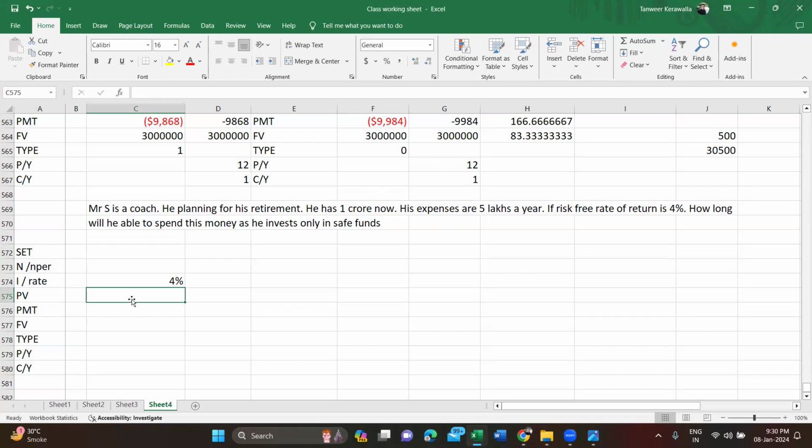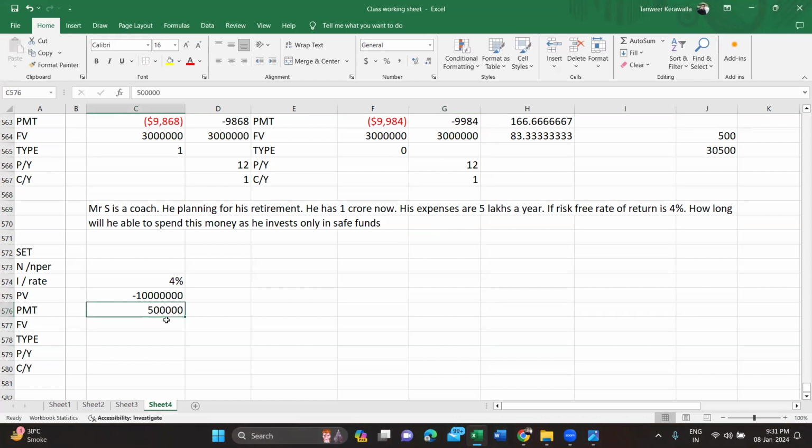Present value, he has 1 crore with him, which let's say he is going to invest now in the safe funds. So that's a minus sign because he's going to invest it in safe investments, right? So he's investing 1 crore now. His payments are 5 lakhs. That means he'll keep on withdrawing 5 lakhs from that investment every year, because he's investing 1 crore today, but he has an expense of 5 lakhs a year. So he has to withdraw 5 lakhs every year because of his expenses.